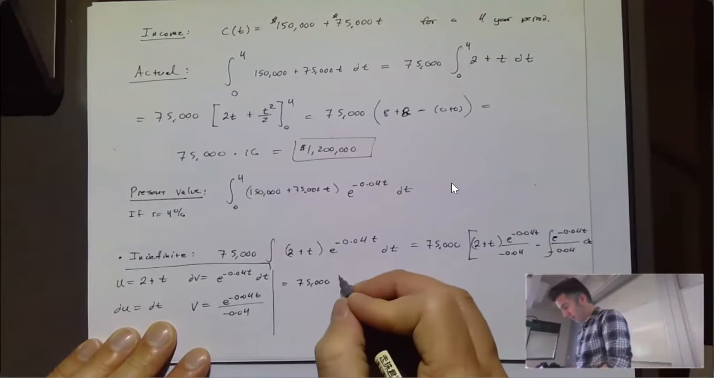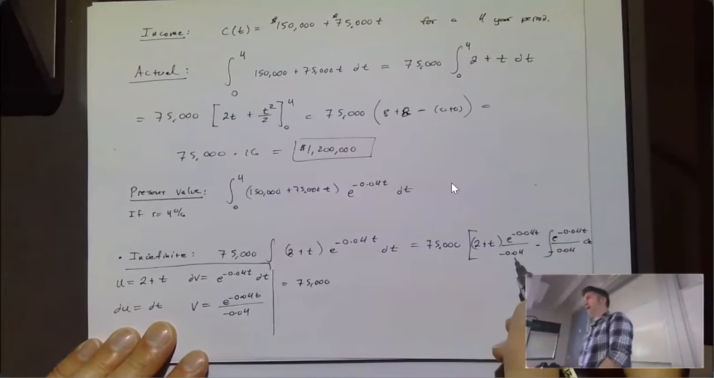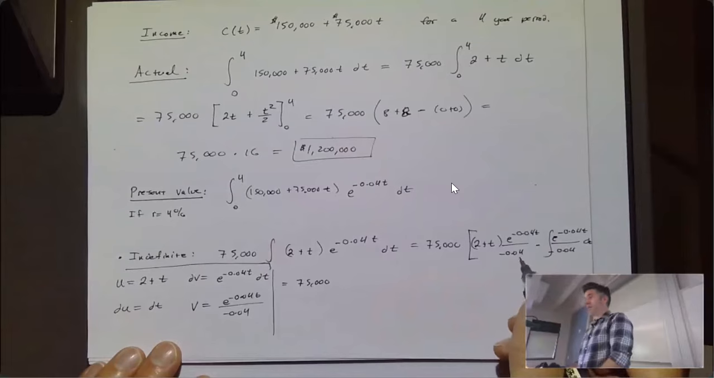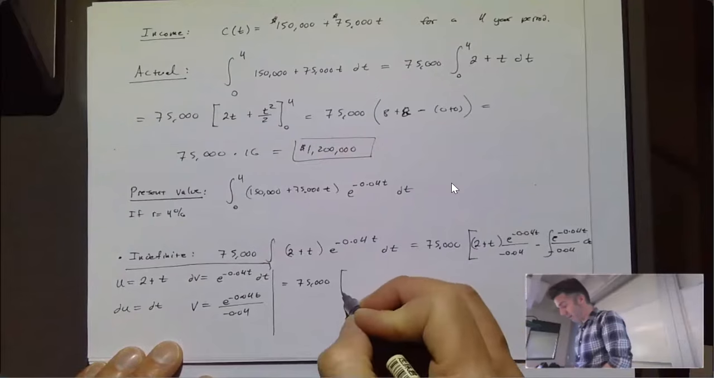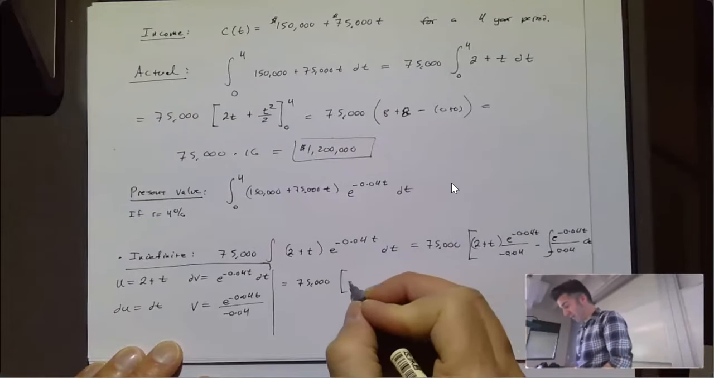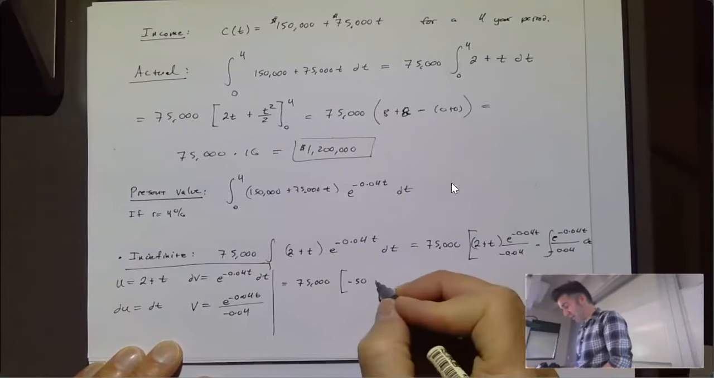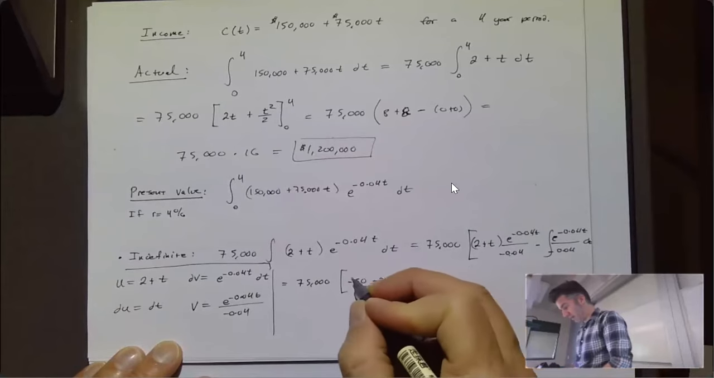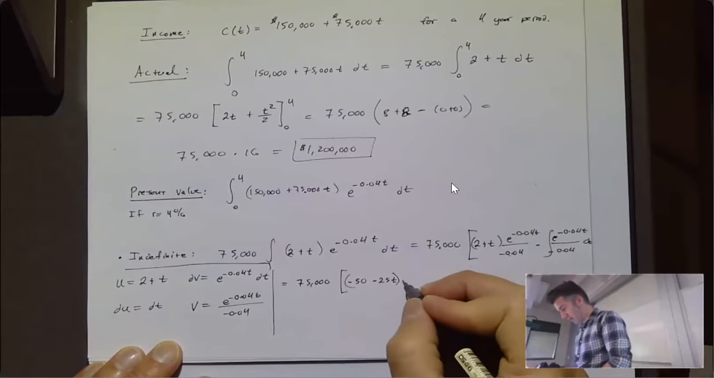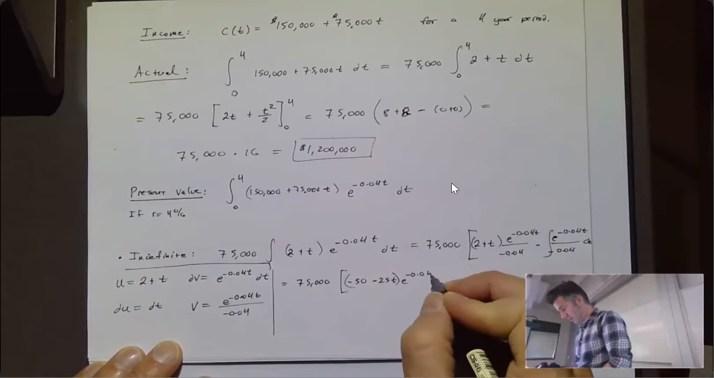75,000 times. So I should point out, dividing by 0.04 is like multiplying by 25. 0.04 is 4/100ths, which is 1/25. So dividing by 1/25 is like multiplying by 25/1. The reason I just don't want to keep writing this. So I know I'm really multiplying by -25 here. So I really have -25 times 2 is -50. -25 times t is -25t times e to the -0.04t.